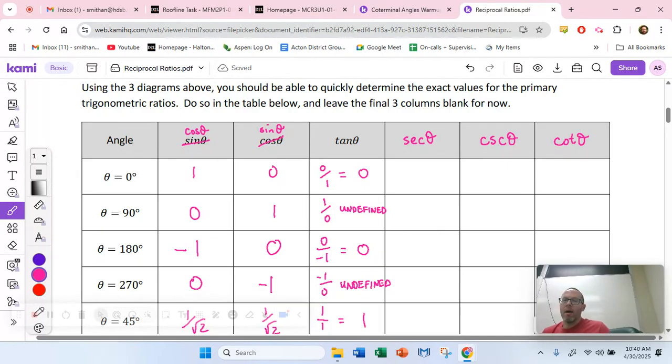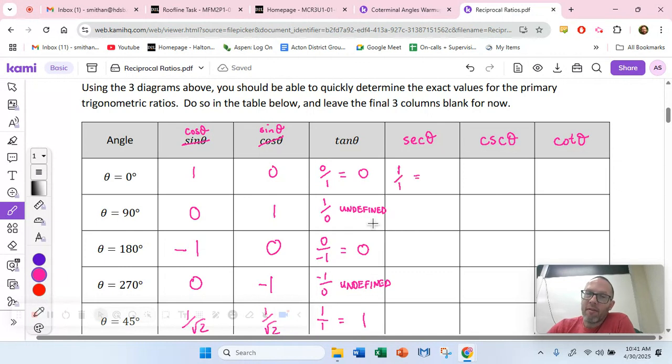Now I'm going to walk through some of these with you guys because there are some technicalities we have to talk about. First, let's talk about secant. What is the flip of 1? Well, you can think of 1 as 1 over 1. When you flip that, you get 1 over 1.